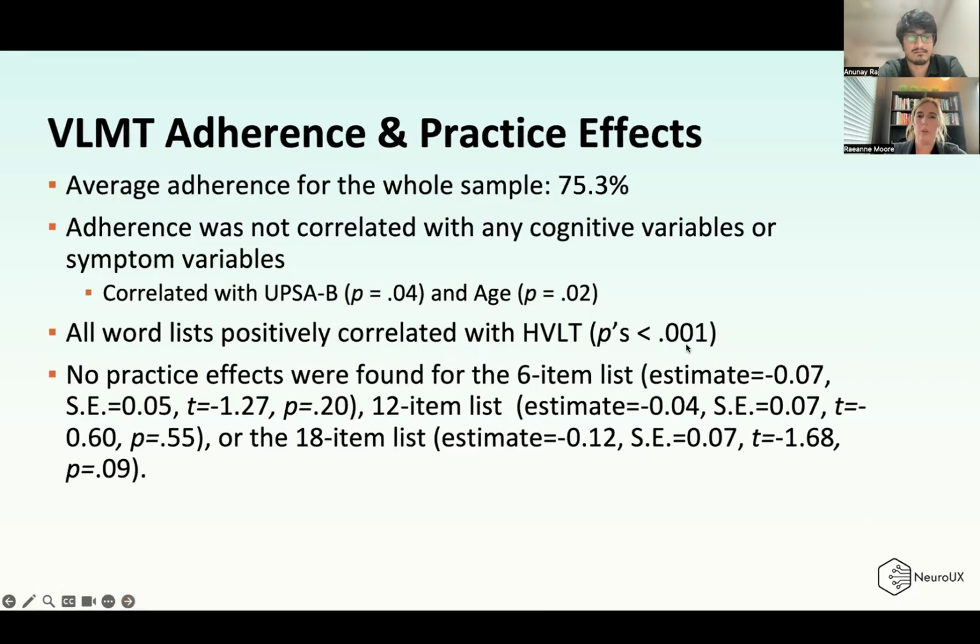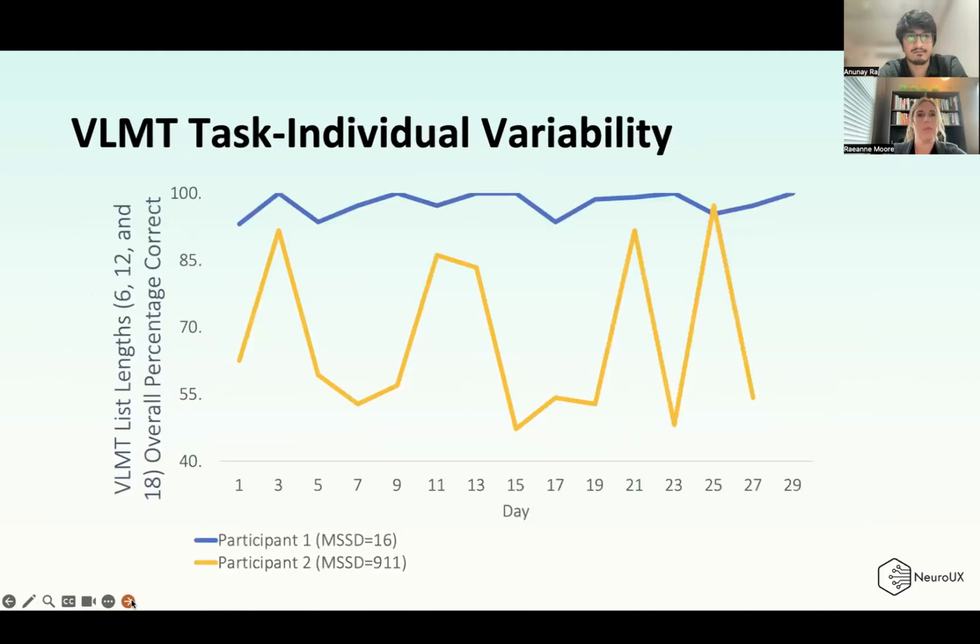All of our word lists positively correlated with the HVLT. And we didn't see any practice effects for any of the three lists of the words. Here's an example of just two different participants and their data over the 30-day protocol. So you can see in sample participant 1, very little variability in the overall percent correct they got across the 3 word list trials. They're doing pretty well consistently. Whereas for sample participant 2, you see lots of variability in their performance, right, over the course of 30 days.